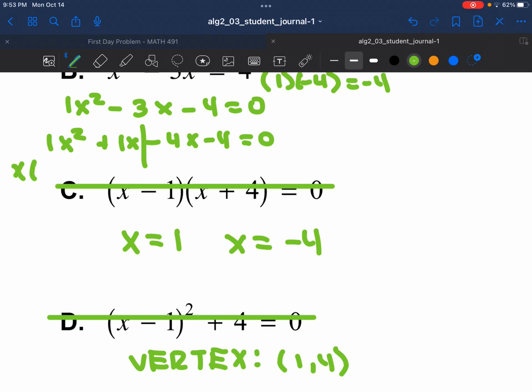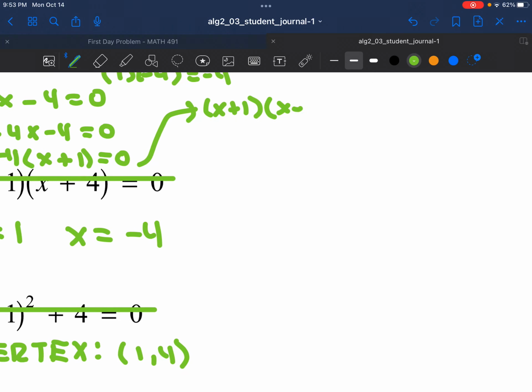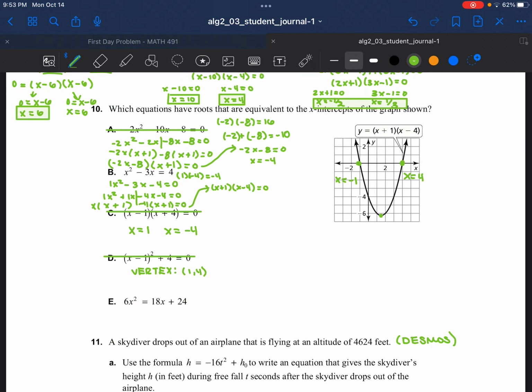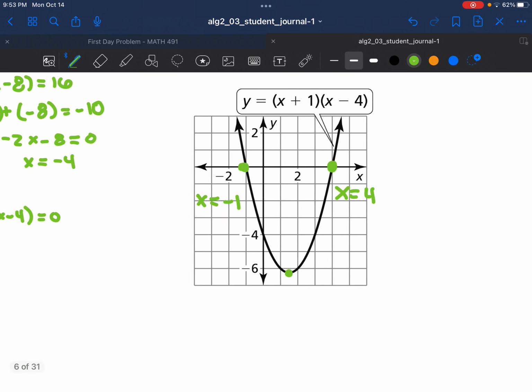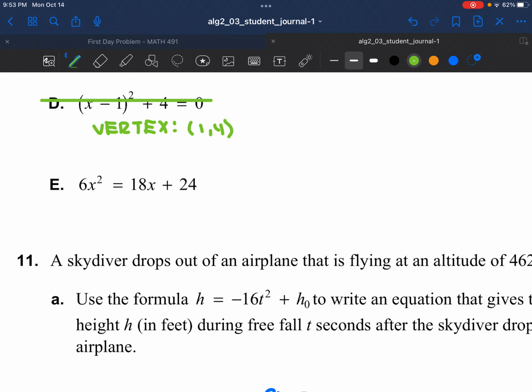Split the middle term, and this pulls out an x so that we have x times x plus 1, and this takes out a negative 4, so negative 4 times x plus 1 equals 0. Okay, so combine my factors here: x plus 1, x minus 4 equals 0. And I don't even have to simplify because that is the same thing as my solution. So this one works. Okay?